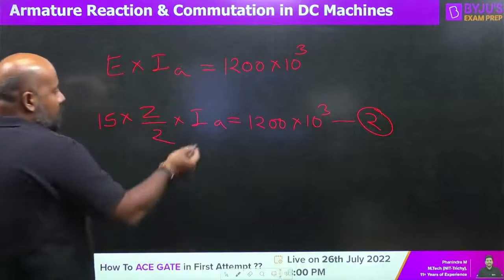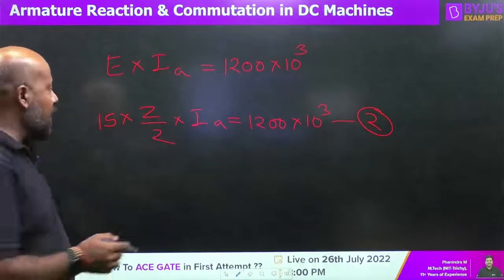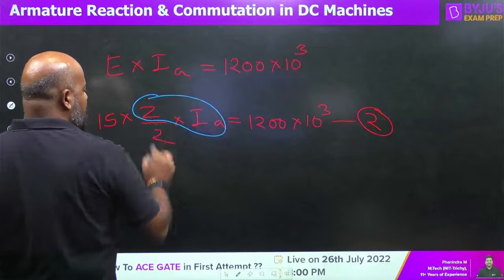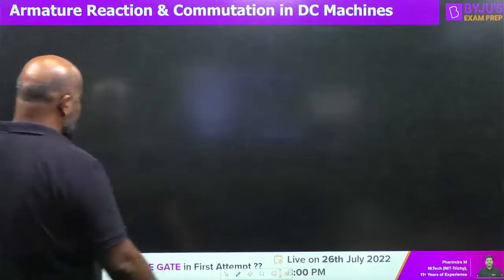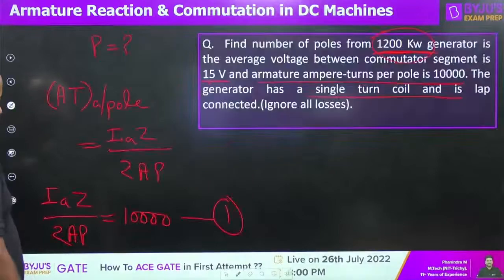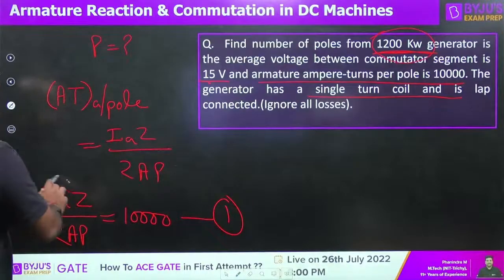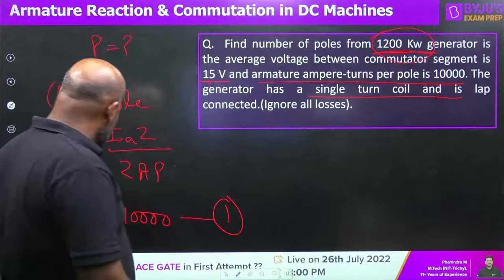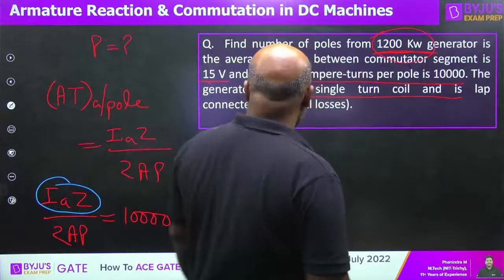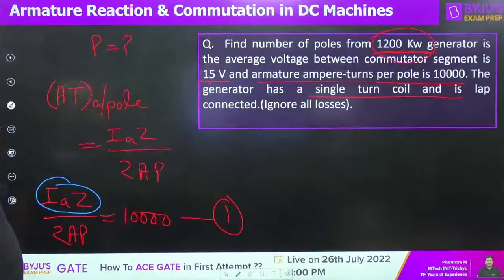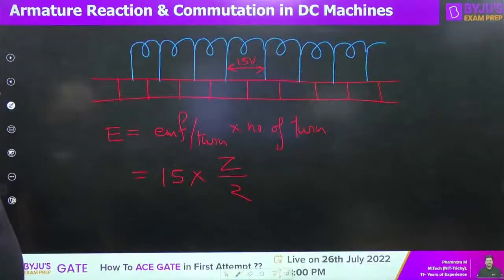Just use these two relations. IAZ you are going to get. Can you solve what is IAZ from here? Just solve IAZ from here and put it in this equation. Number of poles you have to find and the number of parallel paths. Is there anything given about the number of parallel paths?